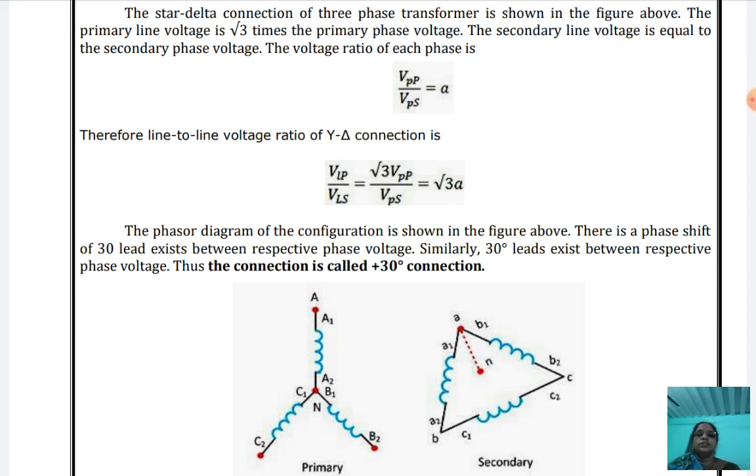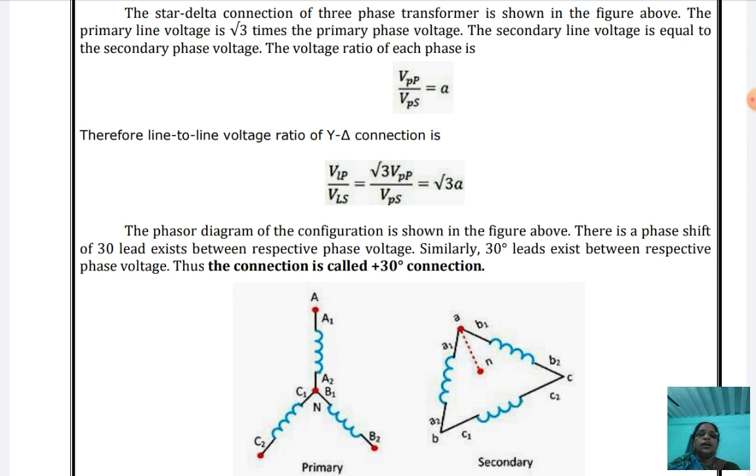So here there is a phase shift of 30 degrees lead. The secondary connection is shifted; this is not a 0 degree delta. This 30 degree lead exists between the respective phase voltages. Similarly, a 30 degree lead exists between the respective phases. So this connection is called the plus 30 degree connection. The plus sign is for lead, and 30 degrees means a 30 degree phase shift.